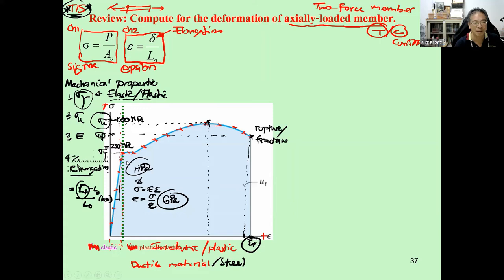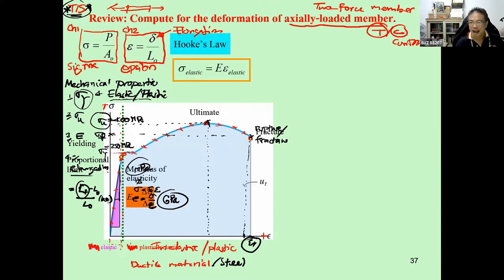And anyway, if you go to my PowerPoint, you have the proportional limit very close to the yielding, and most of the time, we treat them as equal. This is the point that separates the elastic behavior from the plastic behavior, and then ultimate, and then fracture, and then modulus of elasticity. And at the elastic behavior, Hooke's law applies.